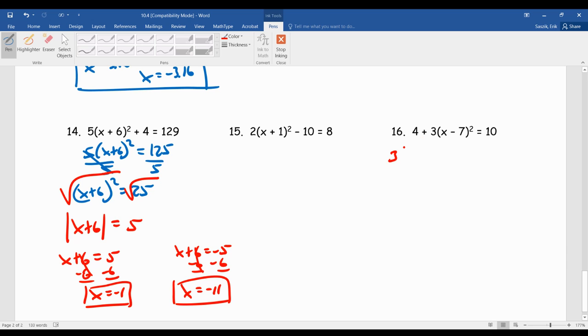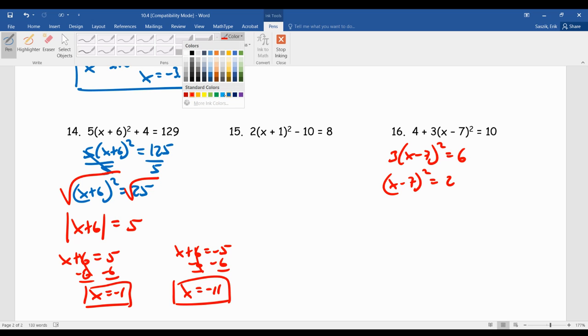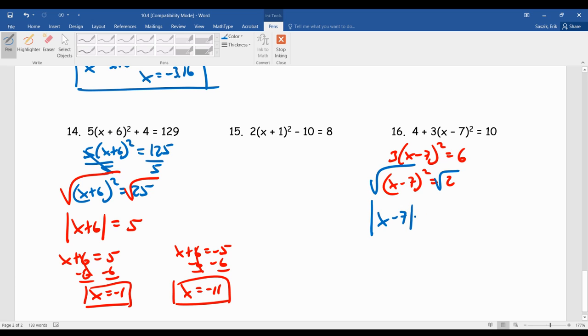Same deal here. Move the 4 over, so that becomes a 6. Divide by 3. That becomes a 2. Take the square root of both sides. Absolute value of x minus 7 equals, now square root of 2 is not nice. You'd have to use your calculator. You're going to get 1.41. So now you remove the bars. Write the same exact thing on the left. Write the same exact thing on the right, but change the 1.41 to negative.